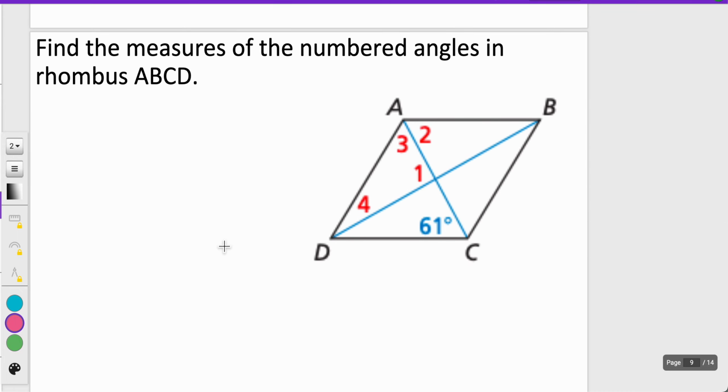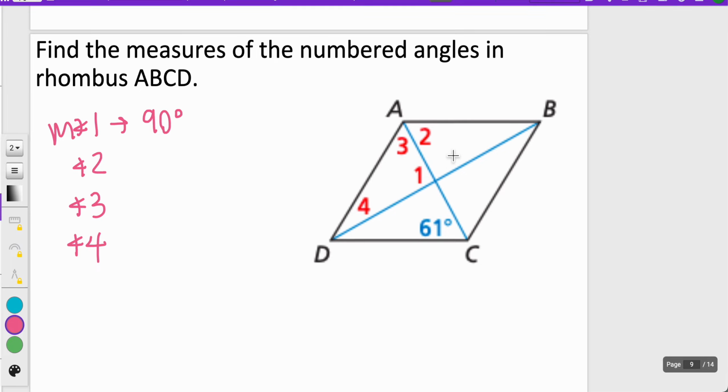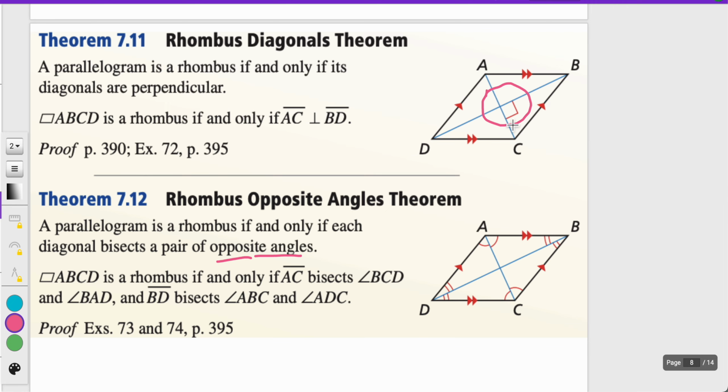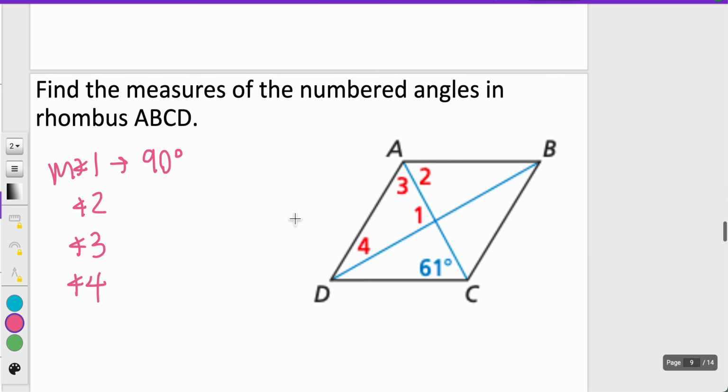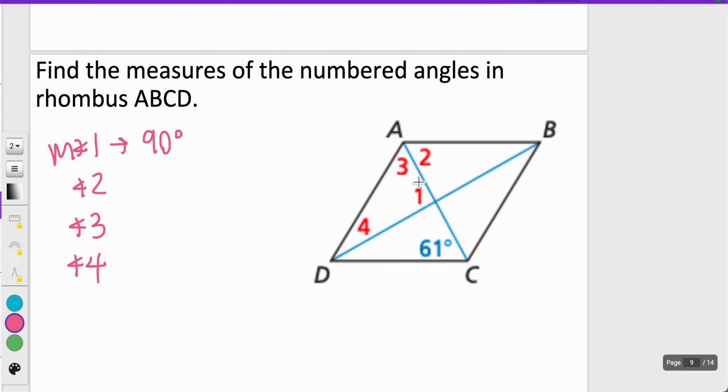Finding the measure of the numbered angles in rhombus ABCD. So we have the measure of angle 1, angle 2, angle 3, and then angle 4. The first one I'm going to start with is angle 1. This one is a 90-degree angle because it is showing that the diagonals are perpendicular, and it's showing 90 degrees. 2 and 3 are angle bisectors, and that would match the opposite angles here. So since we know this corner is 61, that means this opposite one is 61, and those are going to match. So both 61 degrees for 2 and 3.